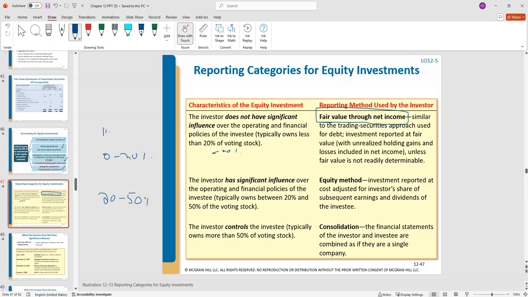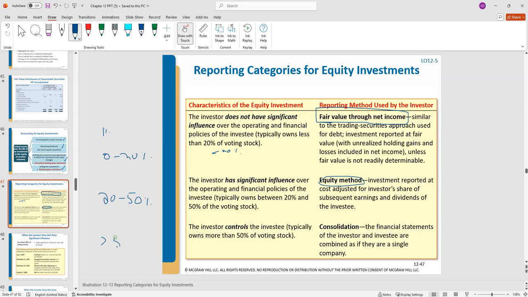If we own between 20 to 50%, and assuming we have significant influence, we will use something called the equity method, right? The equity method basically has our pro rata share of the investee income on our income statement, which will increase that account. Dividends don't affect net income, but instead will reduce that investment account. So we'll talk about that.